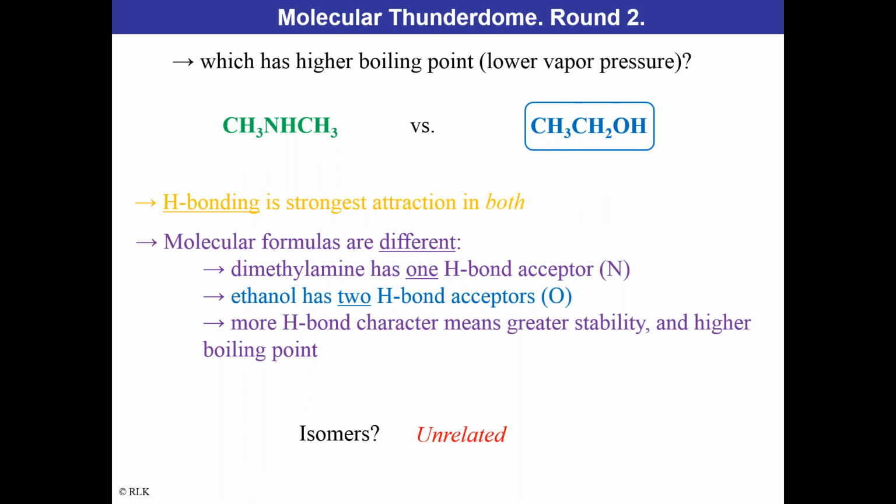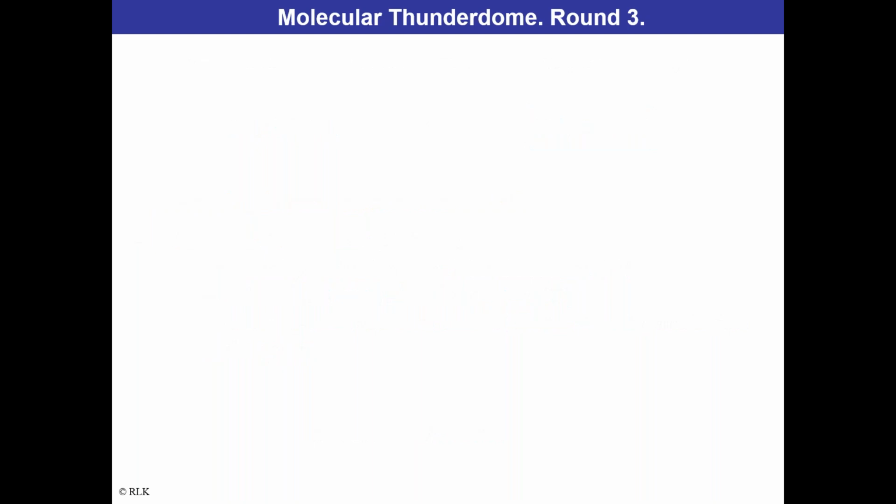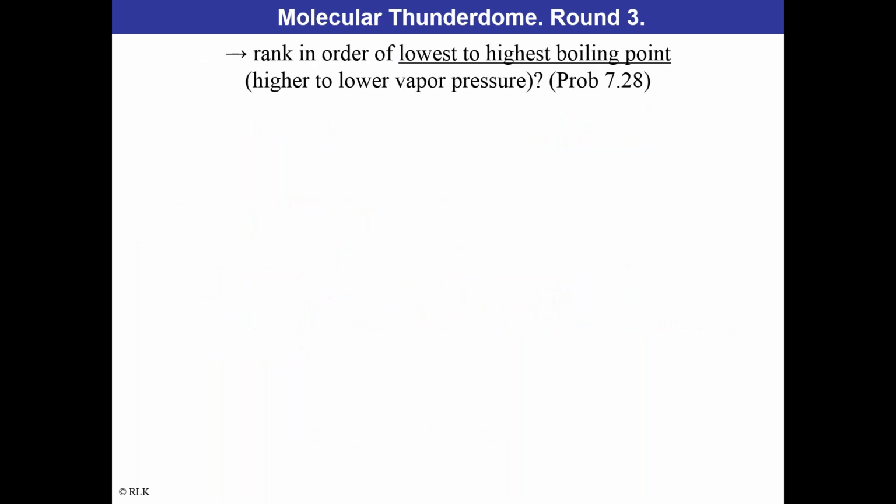Now, are these related? Heck no. These are completely different molecules. And so that's why I just listed there that these are not isomers, they are unrelated. All right, molecular thunderdome, round 3. Here, and this is based off problem 728, we can rank in order of lowest to highest boiling point, or higher to lower vapor pressure.